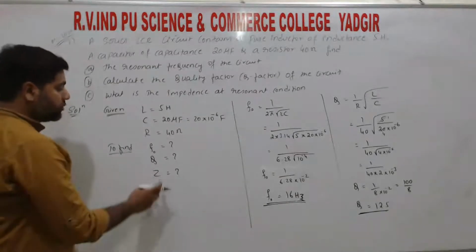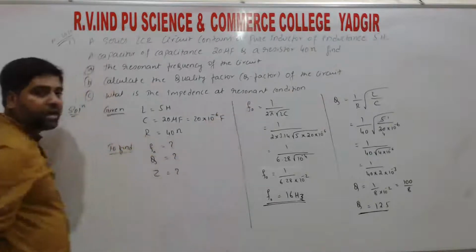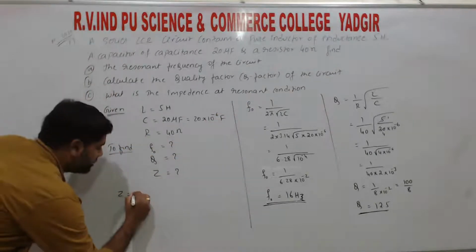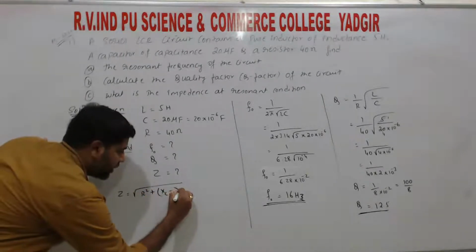So the last one is impedance. They asked to calculate the impedance at resonant condition. So we know the formula for impedance, Z is equal to under square root of R square plus XC minus XL whole square, right?